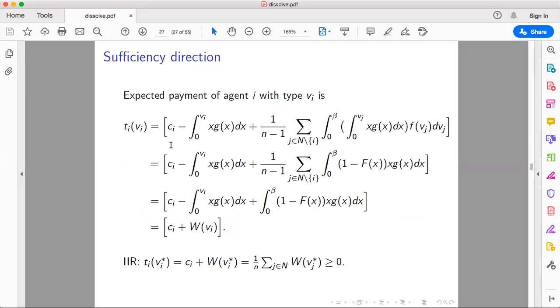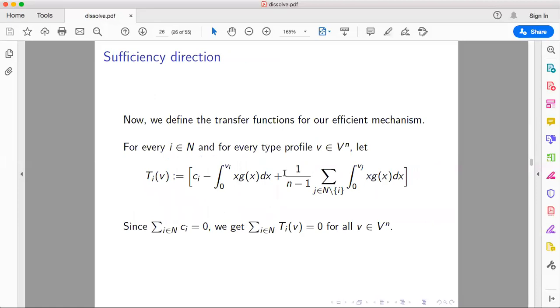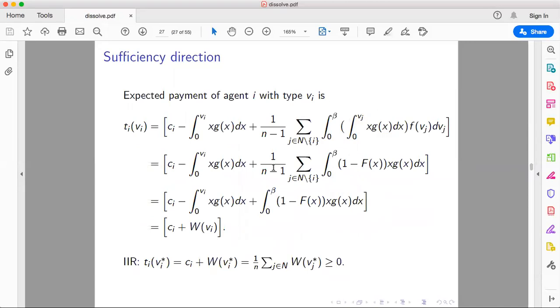Again, I'm not going to go through this algebraic manipulation. What this is saying is that this payment function is constructed cleverly so that when you integrate out V minus i from this, obviously the first two terms don't depend on V minus i, but this one does. And when you integrate that V minus i out, what you will get is Ci plus W(Vi).